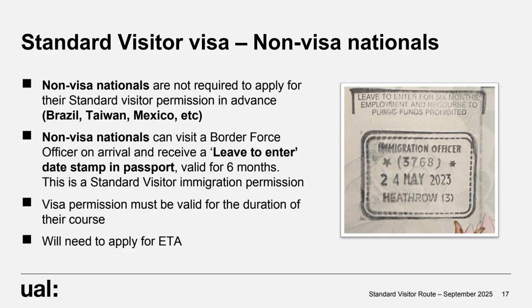And usually you are able to stay in the UK for 6 months from the date that you've entered the UK. Again, the date that you enter the UK and 6 months from that date must also cover the full length of your course. People from these countries must also apply for an ETA.